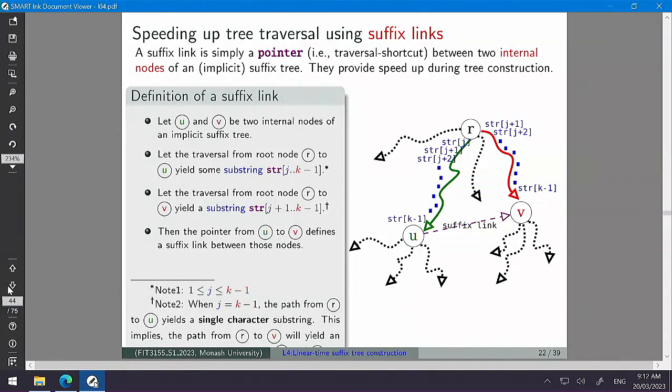So first is the notion of a suffix link. Okay? Let's see what a suffix link is. So you all know what an internal node is, right? Is root an internal node? Root is an internal node, yeah.